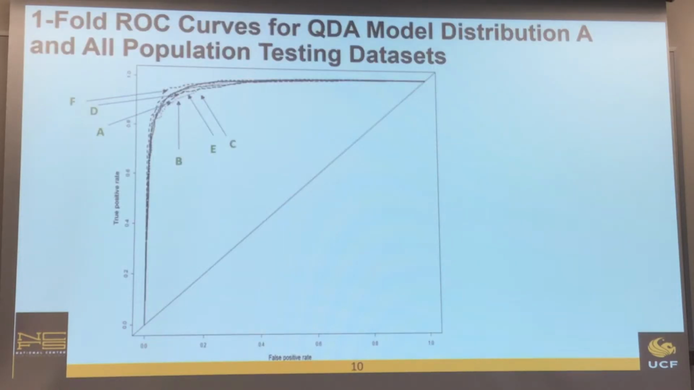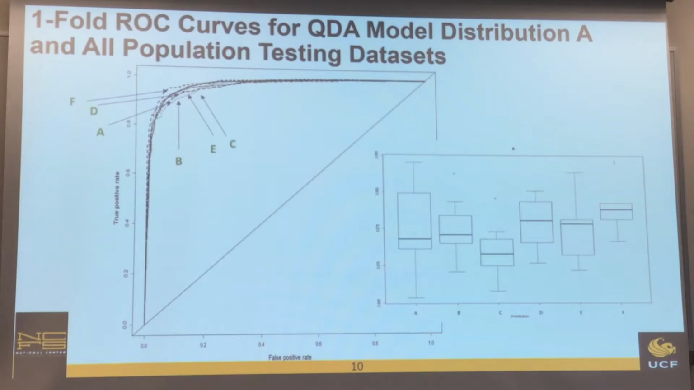So here's an example of one of the ROC plots using the QDA approach with population distribution A for the model. As you can see here, there's small variance between each population distribution as the data set. Looking at an overall picture with these box plots, you get a small range of an area under the curve from 0.965 to 0.985. So you get an overall average of 0.975 plus or minus 0.004.